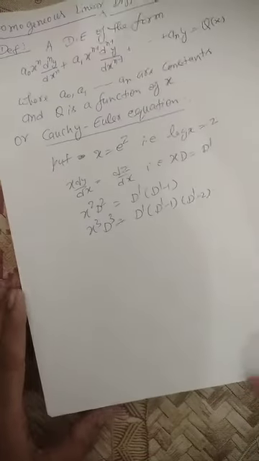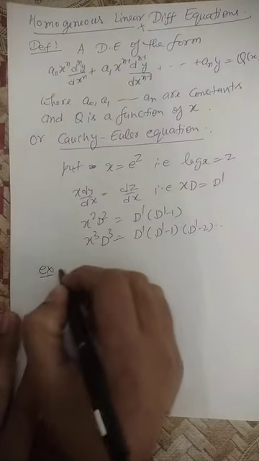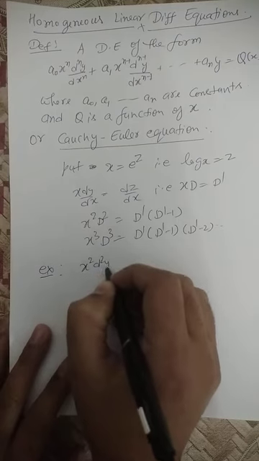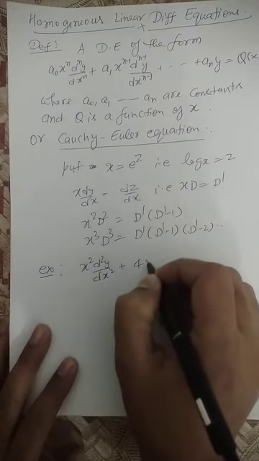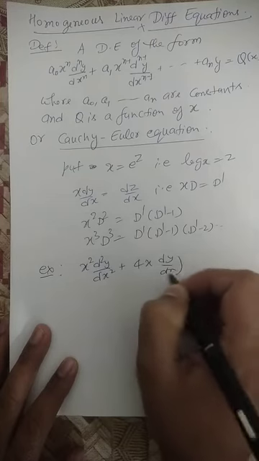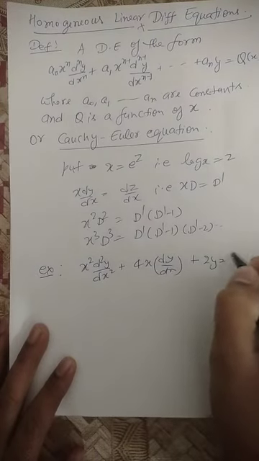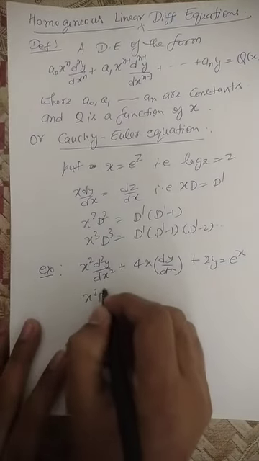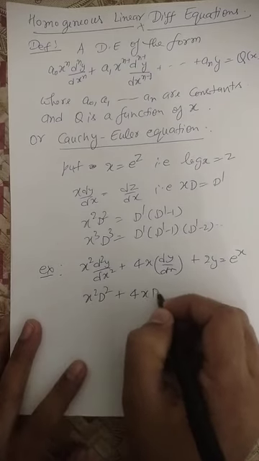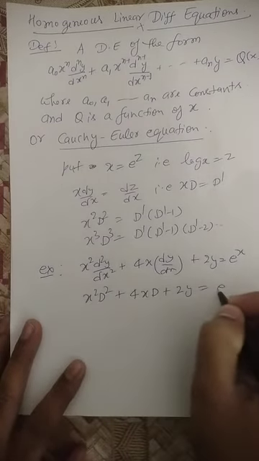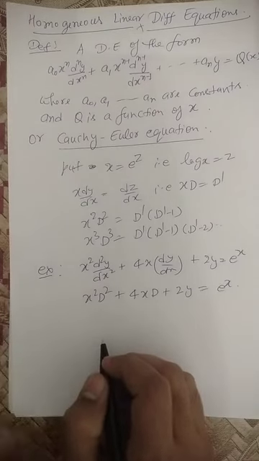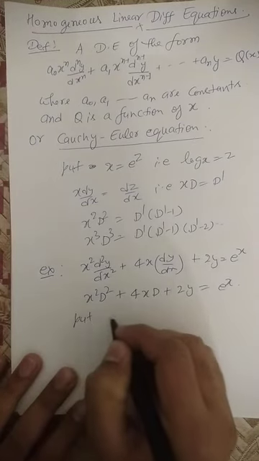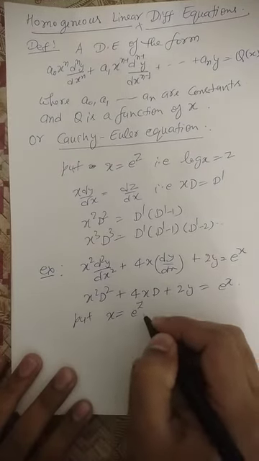So look at this example. We have a Cauchy-Euler differential equation of this type, plus 2y equal to e to the power x, or we can write it like this. Don't get confused, it is like that. Now this is a Cauchy-Euler equation, so you know how to solve this type of equation: put x equal to e to the power z.